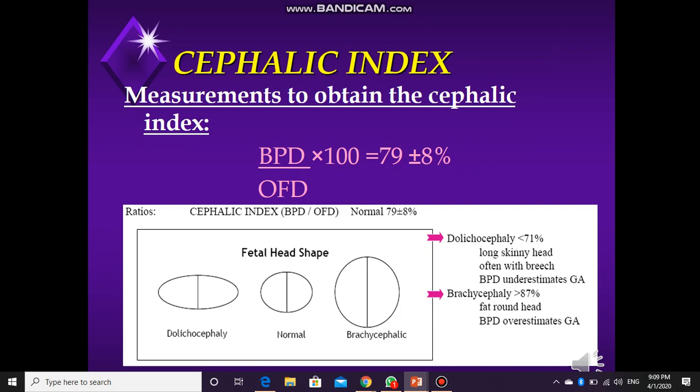For abnormalities, we can use the cephalic index by using this formula: biparietal diameter over occipital-frontal diameter multiplied by 100. It equals 79 plus or minus 8%. In some abnormalities, we see dolichocephaly is less than 71% and brachycephaly is more than 87%.